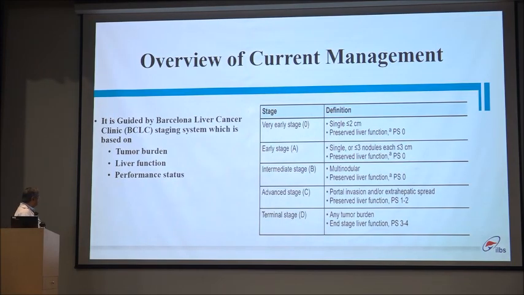Intermediate stage B is multinodular disease with preserved liver function and good performance status. Advanced stage C is when there is portal vein invasion or extrahepatic spread, with preserved liver function and performance status 1 or 2. Terminal stage D is any tumor burden with end stage liver function and performance status 3 to 4.